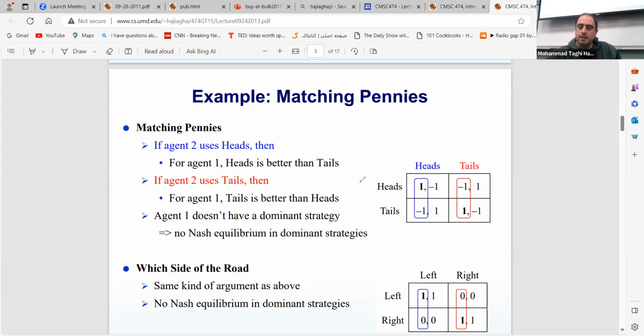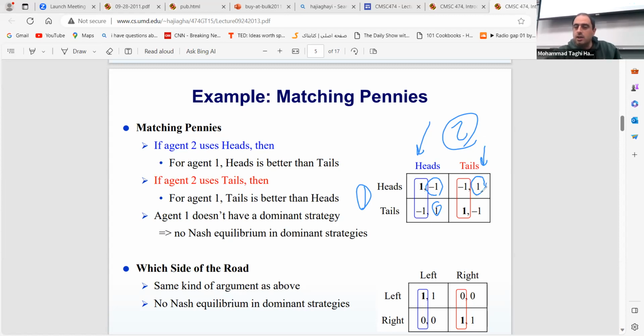Why? For example, this is agent 1, this is agent 2. If agent 2 decides to go with heads, then if agent 1 goes with heads, it gets 1, but if it switches, it gets minus 1. If agent 2 goes with heads, then in this case he's getting minus 1, while if this person is doing tails, then it gets 1. So this means that heads is not a dominant strategy. Now, what about if it goes with tails?